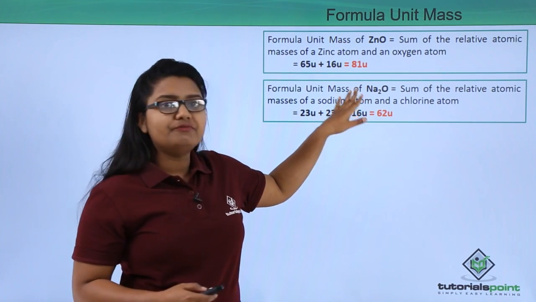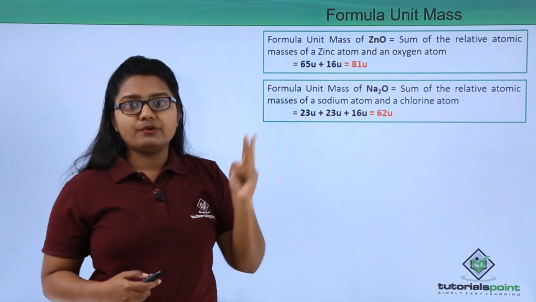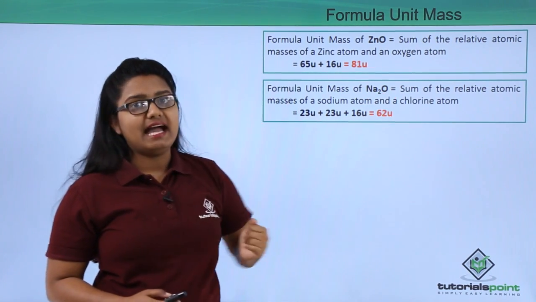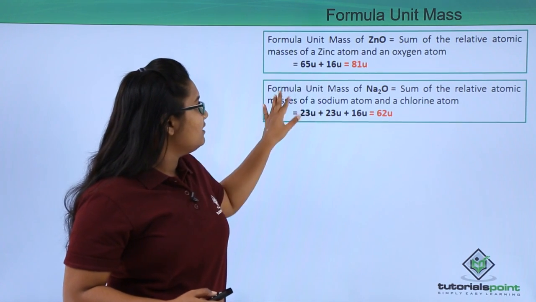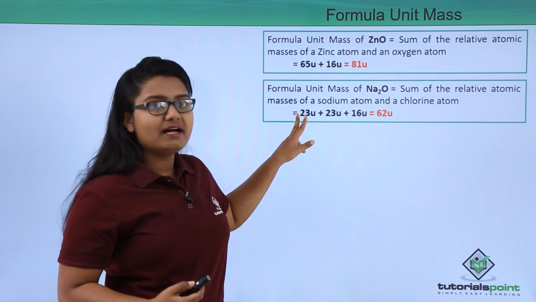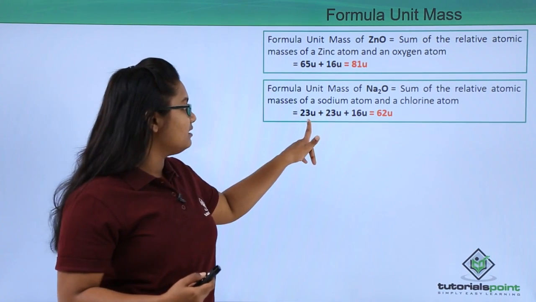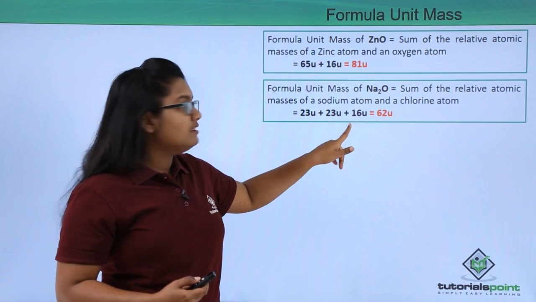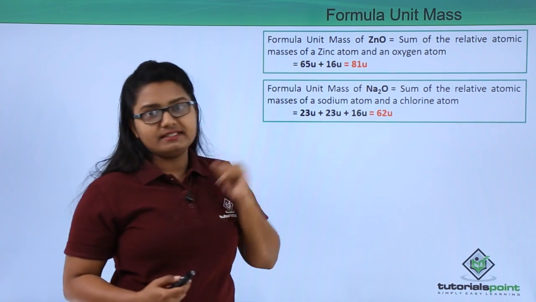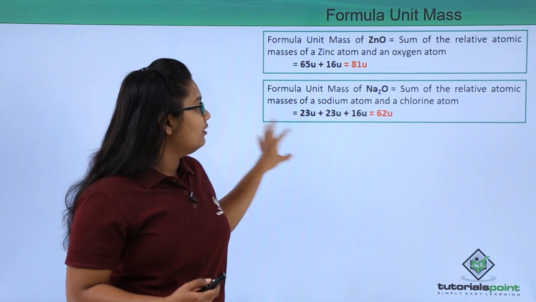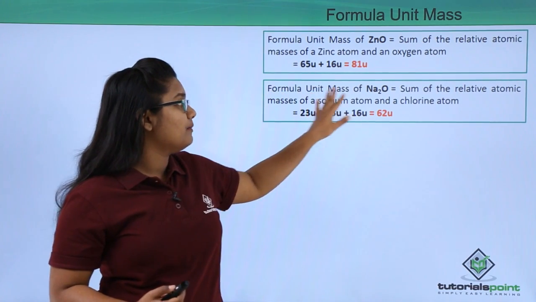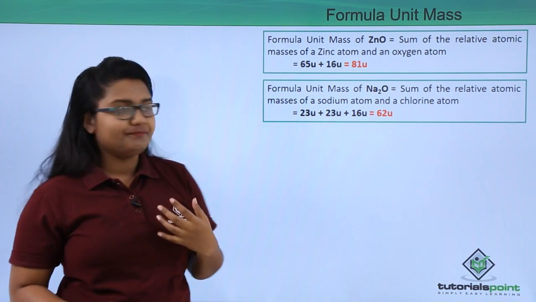Here we can clearly see from the formula that it has two sodium atoms, or sodium ions we can say, and one oxygen ion. When we go for finding the formula unit mass of this, we just need to add up the relative atomic masses of two sodium atoms, that is 23U plus 23U, and the 16U here is the relative atomic mass of one oxygen atom. And all these numbers add up to give a mass of 62U, which is the formula unit mass of sodium oxide.